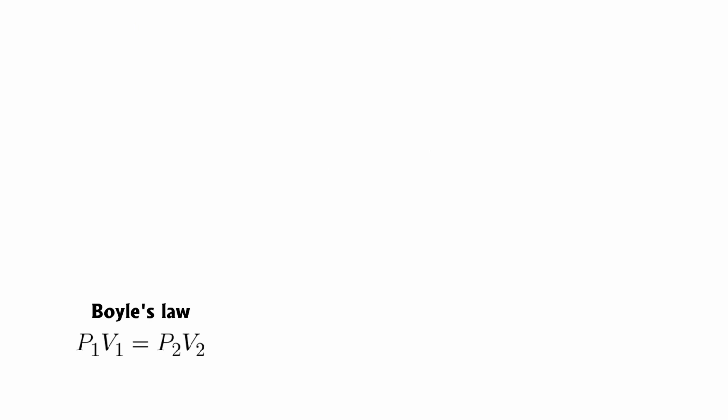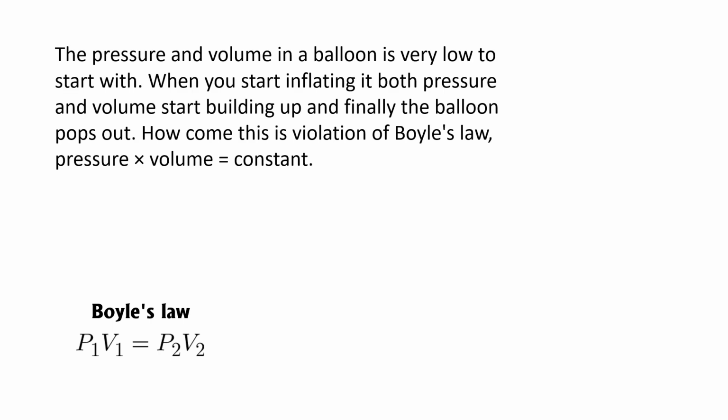The next one is on Boyle's law. As we know, for an ideal gas, the product of pressure and volume is always constant. That being said, let's consider a scenario where you have a balloon which has very low volume and pressure to start with, and then you slowly inflate the balloon. The volume is building up and the pressure is also building up. Then at one point the pressure is so high that the balloon even pops.